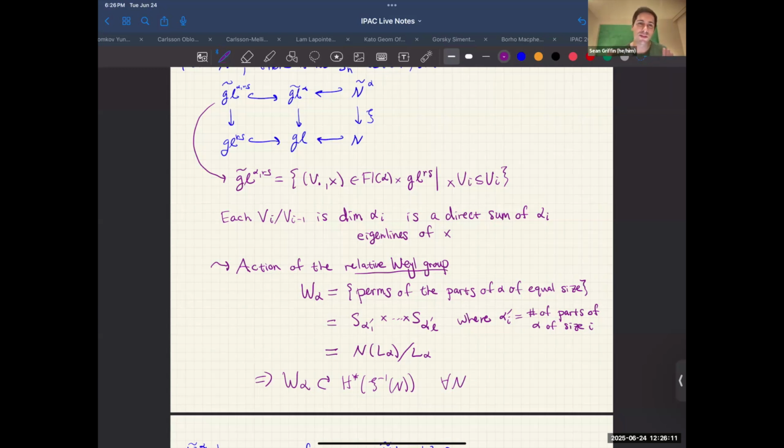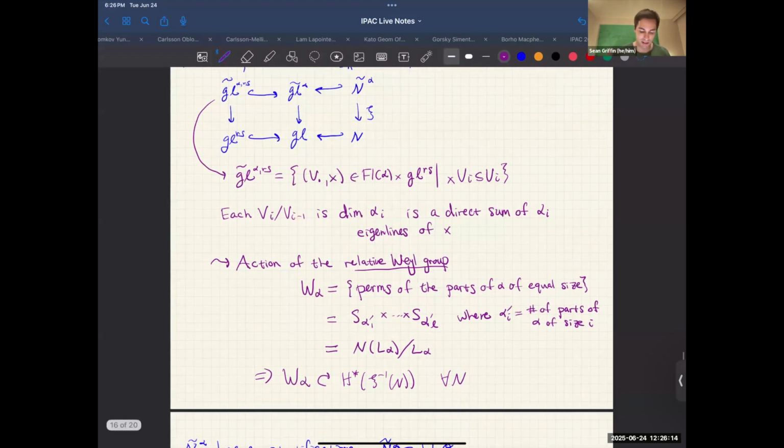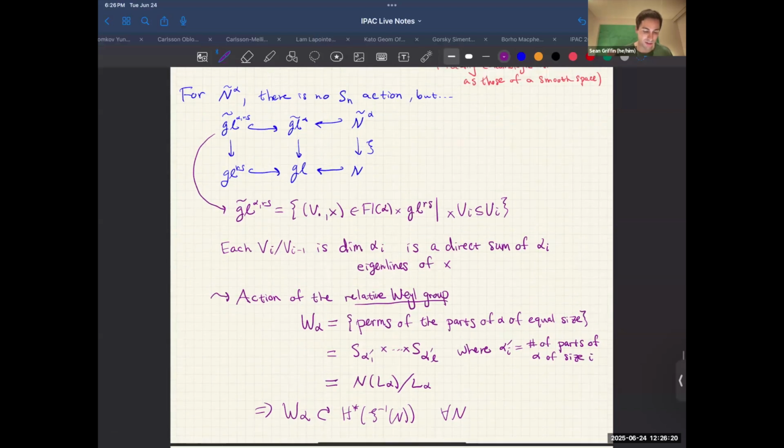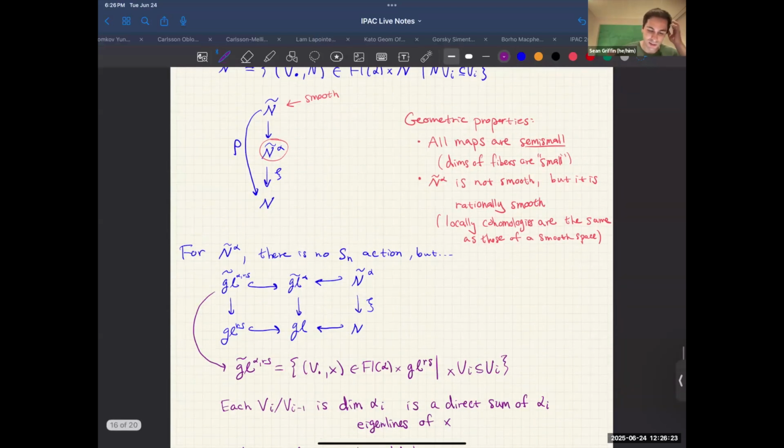But there's also a more refined statement of this, which I will also need. Right now I'm only saying something about actions on cohomologies of fibers of this map, but basically what I need, and what Borho and MacPherson considered, is that this thing breaks up into strata, and you can restrict the map to those strata and look at the cohomology of those fibers.